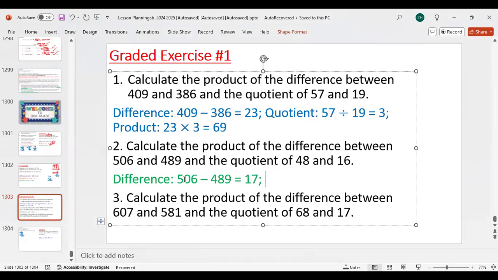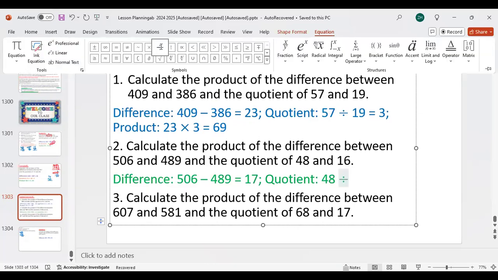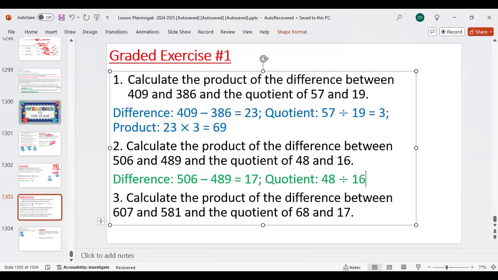Did anyone else get 17 for the first one? I did. Good. Then we have to do the what? The quotient. And the quotient is going to be what? 48 divided by 16. And that gives us what? 3. Yes, 3 is correct.